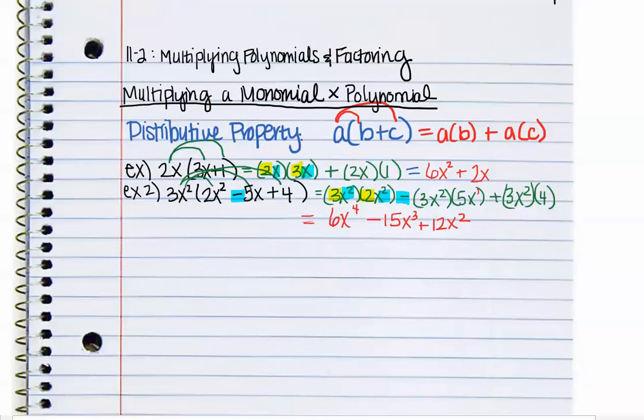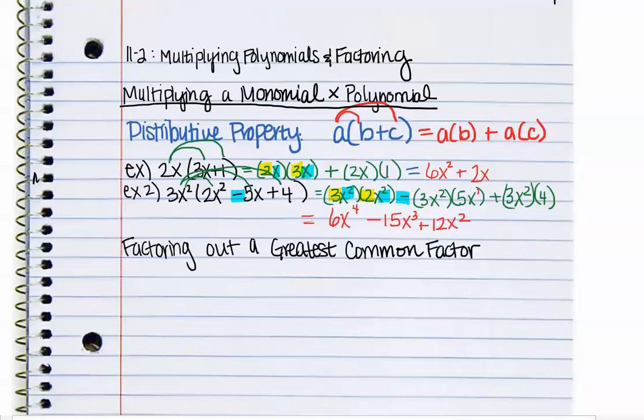All right, make sure everything is in standard form when you're done, so from highest degree on down. Okay? So I do want to show you how to do this backwards now. And that's where we get into the factoring part of it. All right, so this is multiplying a monomial by a polynomial. So then now what we're going to do is we're going to kind of reverse that. So the second part of this is factoring out a greatest common factor. And this is going to be the reverse of what we just did.